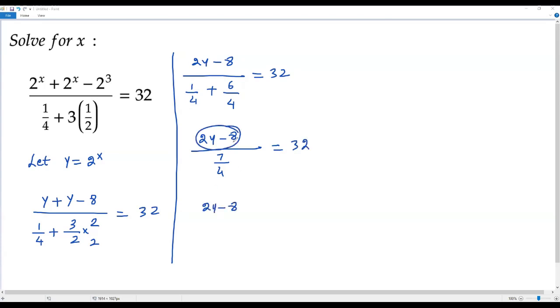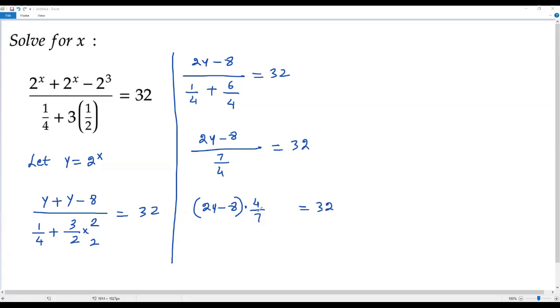That is, I'm taking this numerator as it is. I'm going to change this division to multiplication. When I change this division to multiplication, I have to take the reciprocal of this fraction 7 over 4. Then it will become 4 over 7, equals 32.